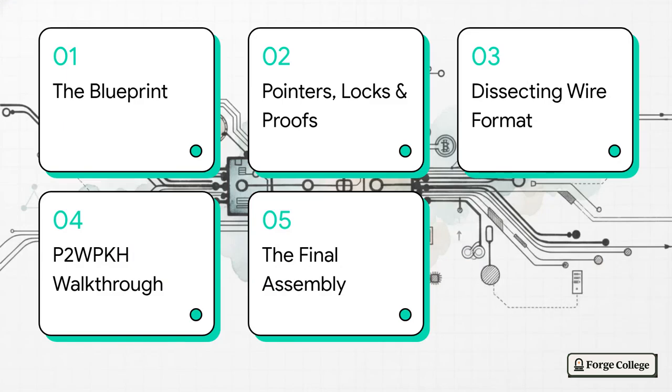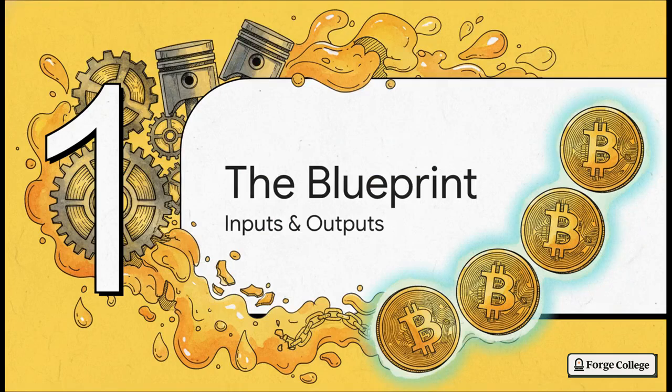We'll start with the blueprint, look at pointers, locks, and proofs, then dissect the wire format. After that, we'll do a P2WPK walkthrough and wrap it up with the final assembly. Let's dive right in. Section 1. The blueprint, inputs and outputs.